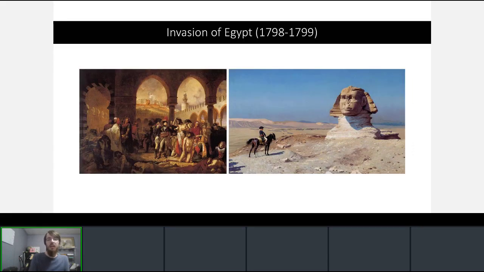We get things like Napoleon looking at the Sphinx. During this expedition, this is where the Rosetta Stone is found. It's actually the British that capture it after Napoleon has found it. There's this false belief by some people that Napoleon destroyed the nose on the Sphinx, but that's British propaganda from the time. What's really going to doom this mission is disease.